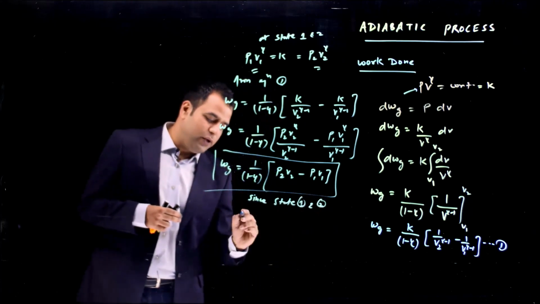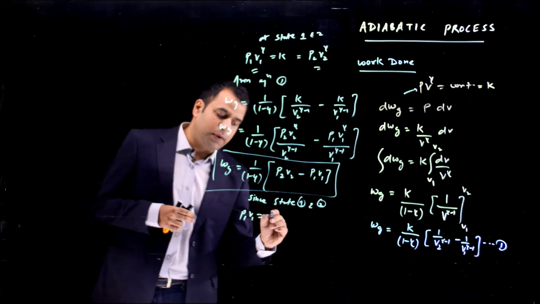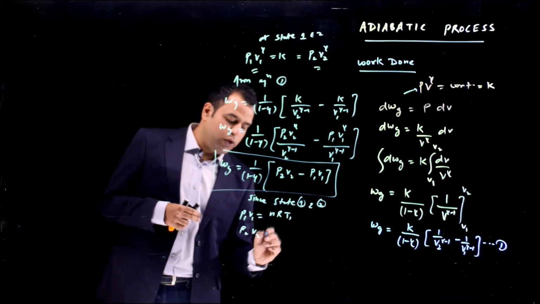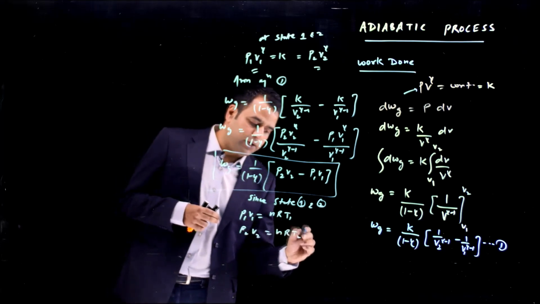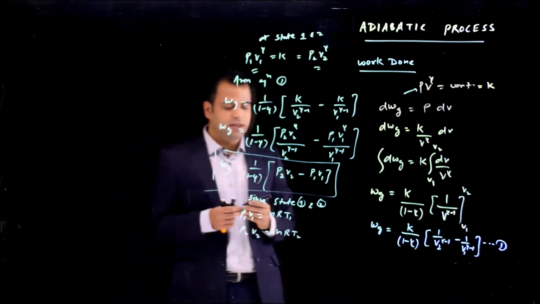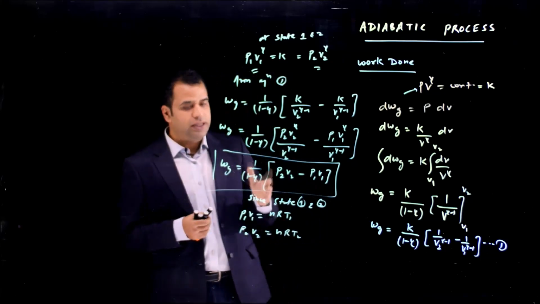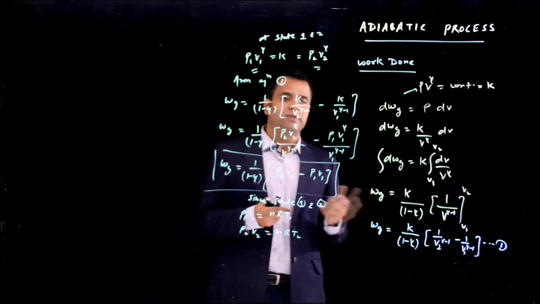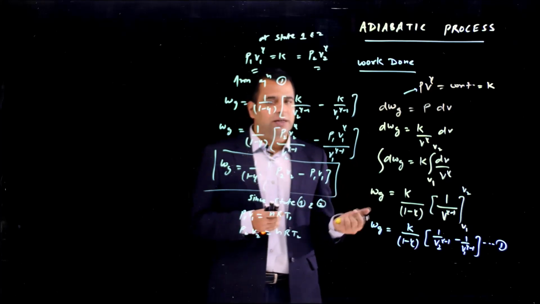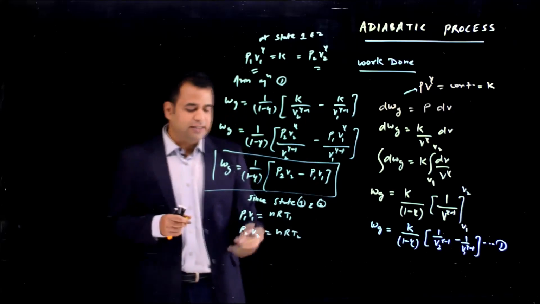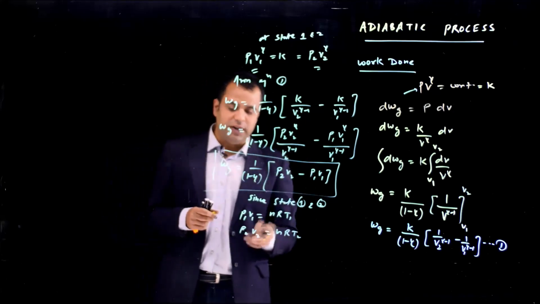So if I put the value, it will be P1 V1 equals nR T1. Similarly, P2 V2 equals nR T2. So PV equals nRT, that's the ideal gas equation, and what I did, I put state 1, which is P1 V1 and T1, and state 2, which is P2 V2 and T2, in the ideal gas equation. So this is the equation we are getting. Let's replace the value of P2 V2 and P1 V1 here.